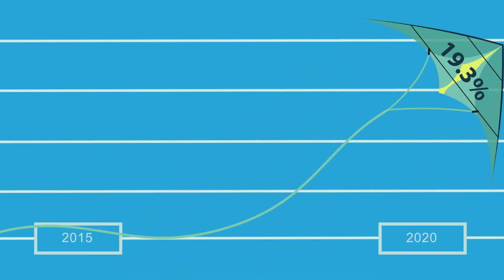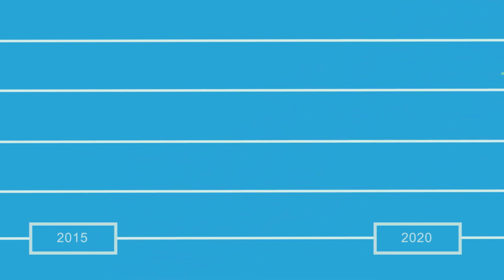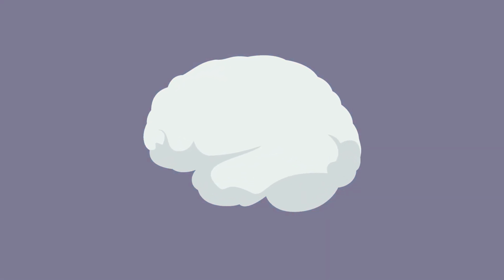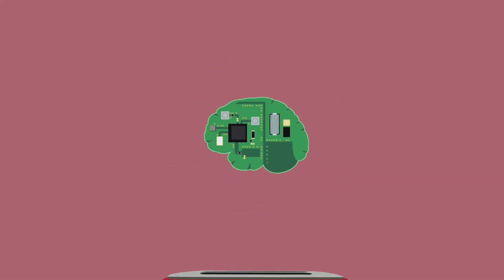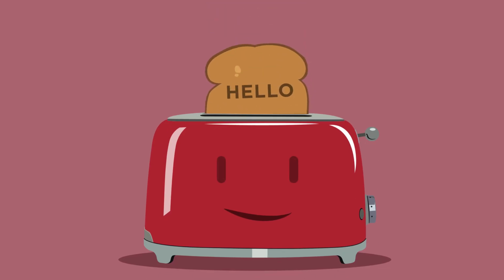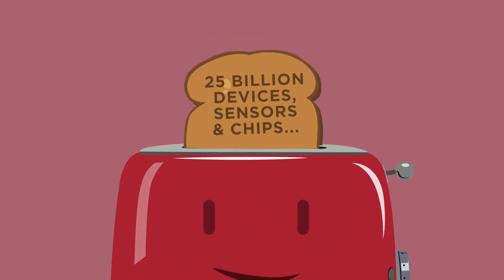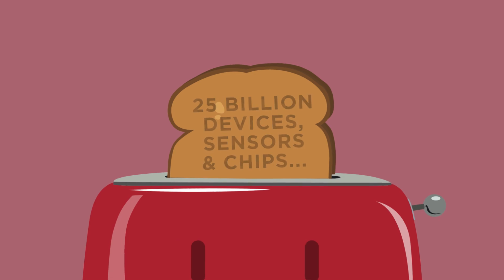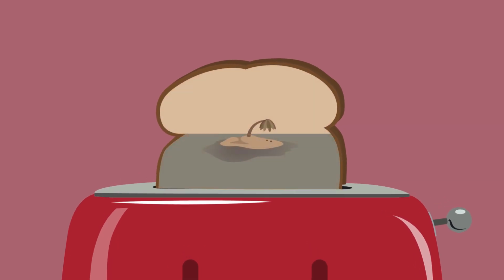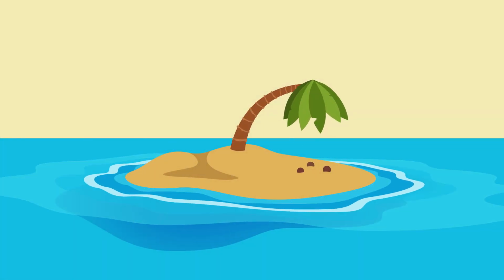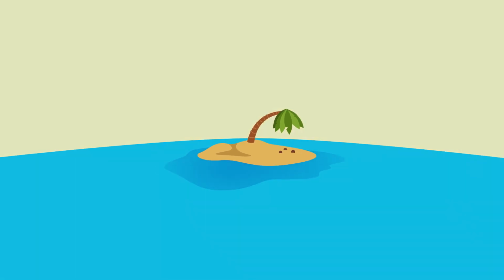The rise and establishment of the Internet of Things, IoT, is driving even further expansion of enterprise software. It is estimated that within the next 5 years, there will be more than 25 billion devices, sensors, and chips, handling upwards of 50 trillion gigabytes of data. That's more grains of sand than you'll find on this tropical beach.